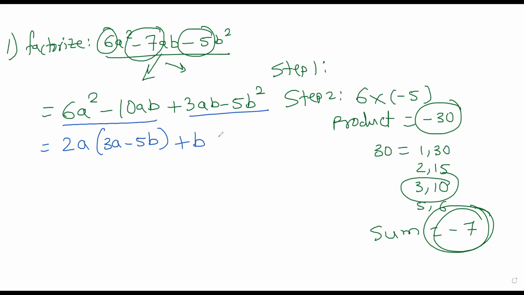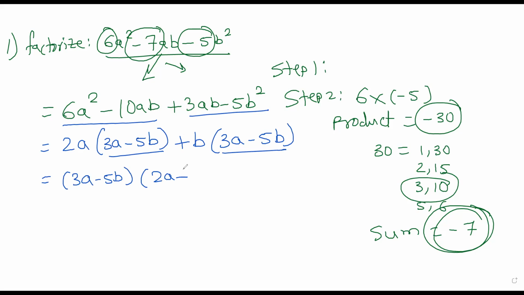What common can you take from this? Fakta b. Yes, only b. What do you get? Yes, you have to get the same thing. 3a minus 5b. Now, if you note, you will get 3a minus 5b in one bracket and 2a plus b in another bracket. These are the factors. As simple as that. समजलं splitting the middle term. मी अजून 2-3 करून दाखवतो तुम्हाला.